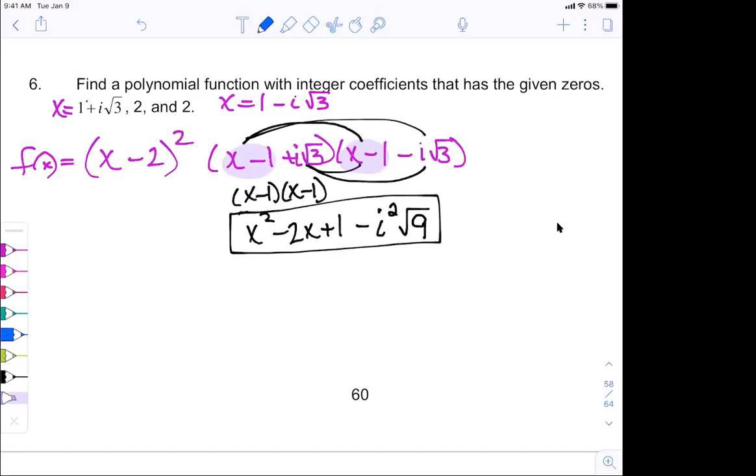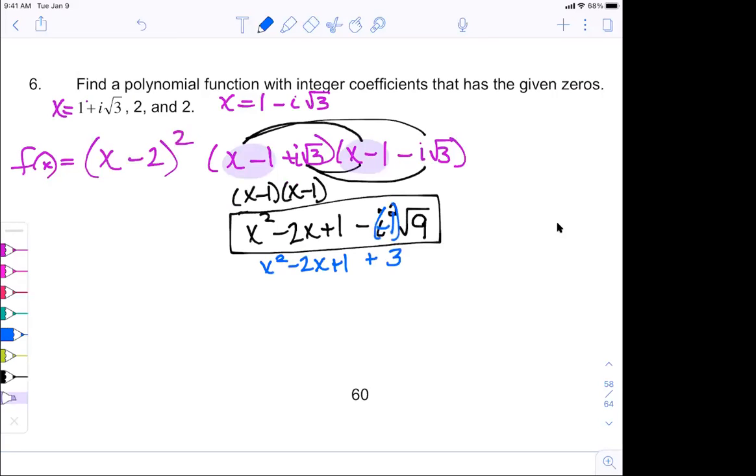So we know that i squared is really a -1. I also know the square root of 9 is 3. So I have x squared minus 2x plus 1, and then this last term is really plus 3. But again, they must stay together.